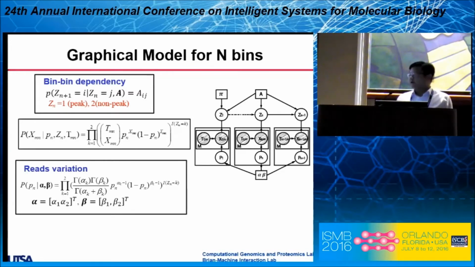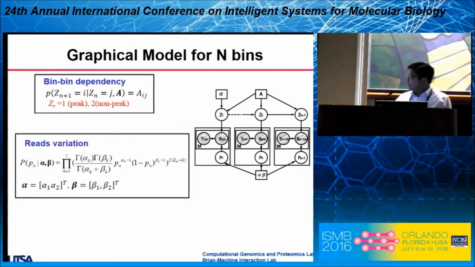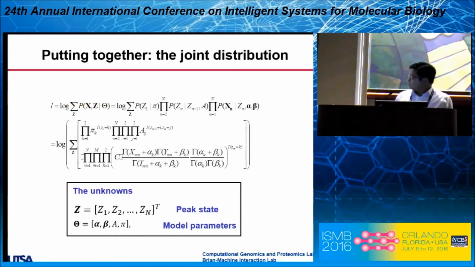We use a beta distribution on these P's across all the bins and all the replicate samples. And with this, we can integrate out P. So essentially, we have a model which is a beta-binomial model to model the reads. Okay, so that's how we really model the bin dependency and the reads variation.